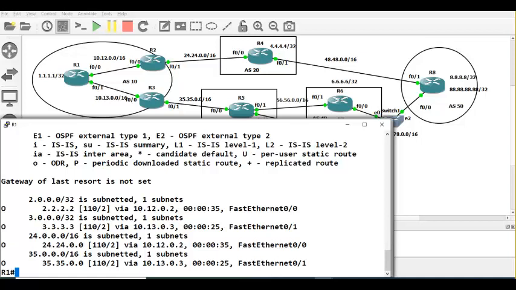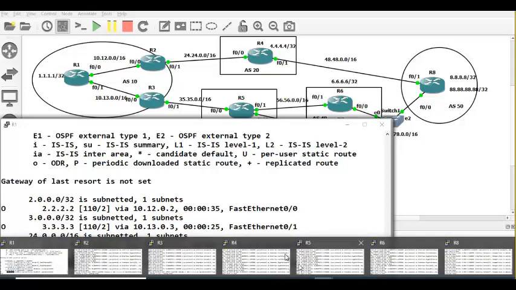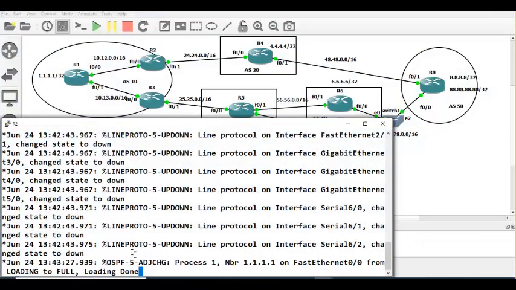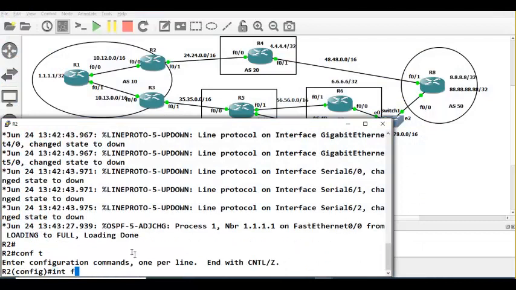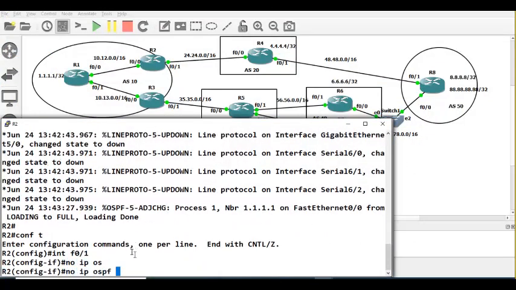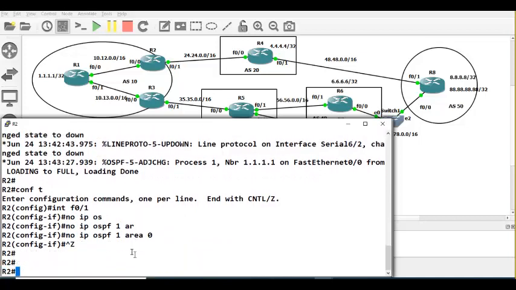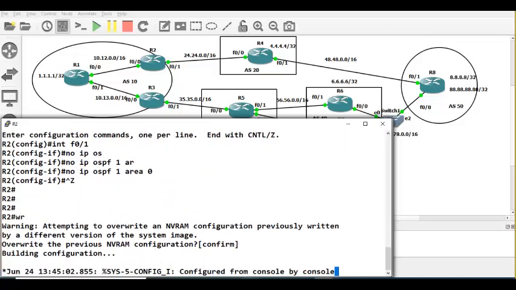Is that enough for us? Do we see something which is not really supposed to be there? The 24 subnet. From where is it coming? We are not supposed to run OSPF on 24 and 35, so let us go to router 2 and fix it. On router 2, interface F0/1, no ip ospf 1 area 0. That takes care of the 24 network.